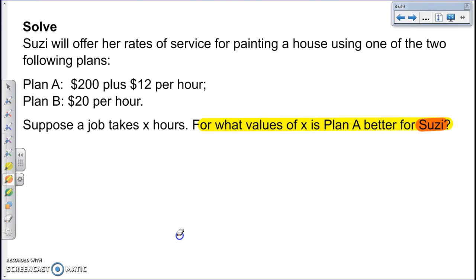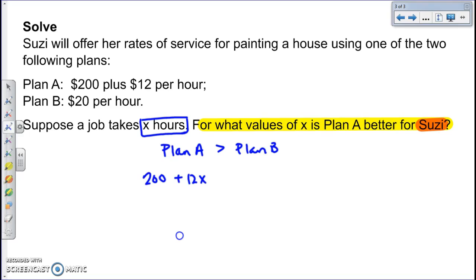Susie, the contractor. So Susie is the painter. She's getting paid. So she wants her plan to make her as much money as possible, right? So she wants plan A to be greater than plan B because that will make Susie more money. So plan A is $200 plus $12 an hour, and it says to use x hours. And we want that plan A to be greater than plan B, which is $20 an hour.